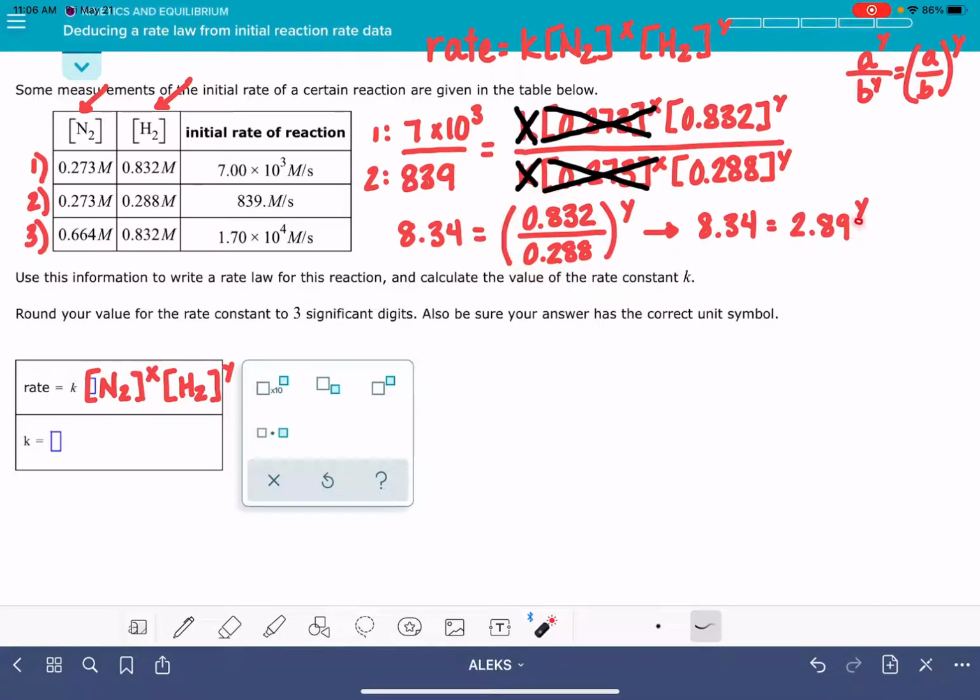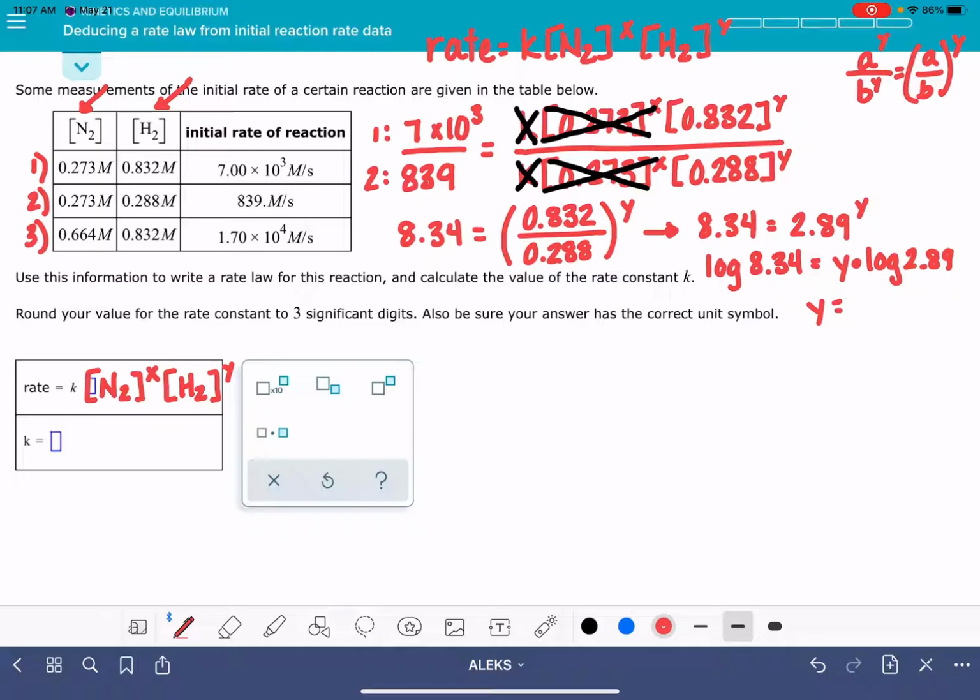The last thing that I need to do here is solve for y. And the way that I'm going to do that is use log. You could also use natural log if you wanted. The log of 8.34 is y times the log of 2.89. And I'll just solve for y. The log of 8.34 is about 0.92, and I'm going to divide that by the log of 2.89. This is a times, not a minus, that's a multiplication dot.